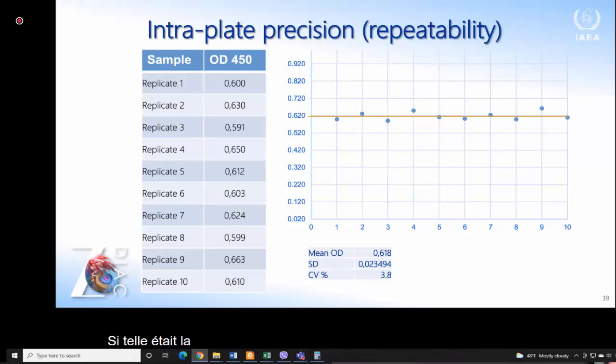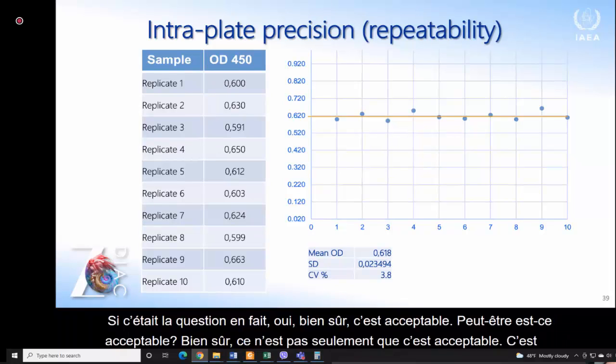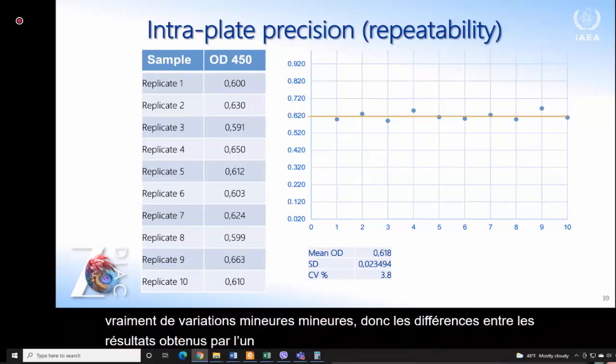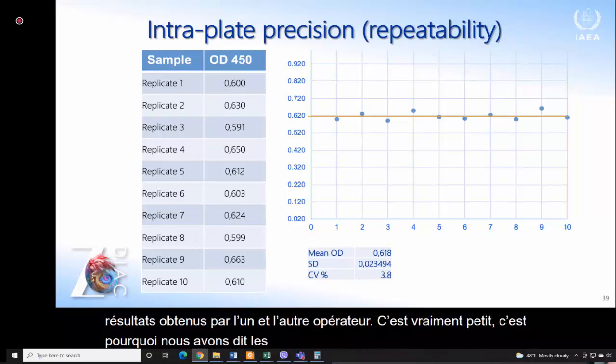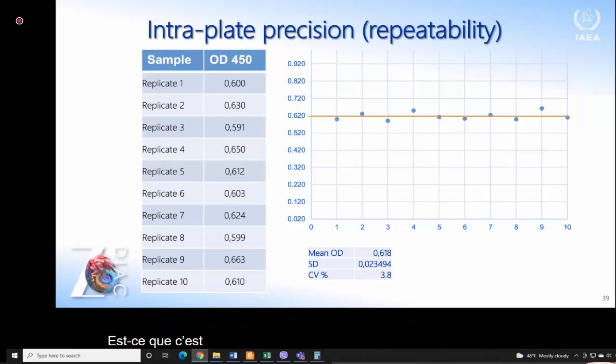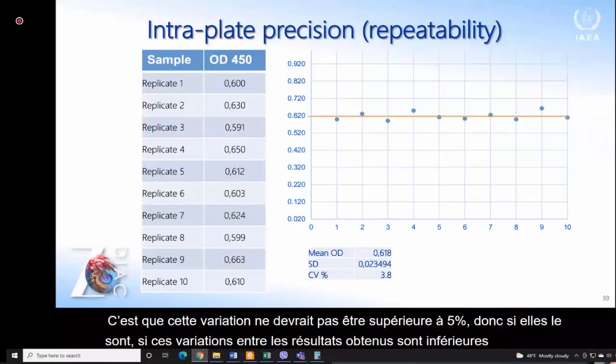Yes, it's acceptable. This is really minor variation. The differences between the results obtained by one and the other operator are really small. So that's why we say the criteria for acceptance, when we evaluate whether it is okay or not, is that this variation shouldn't be above 5%. So if these variations between the obtained results are below 5%, then it's okay. So it's acceptable and it means good repeatability.